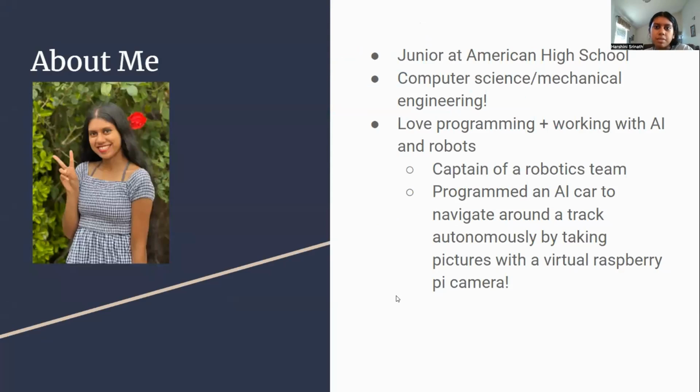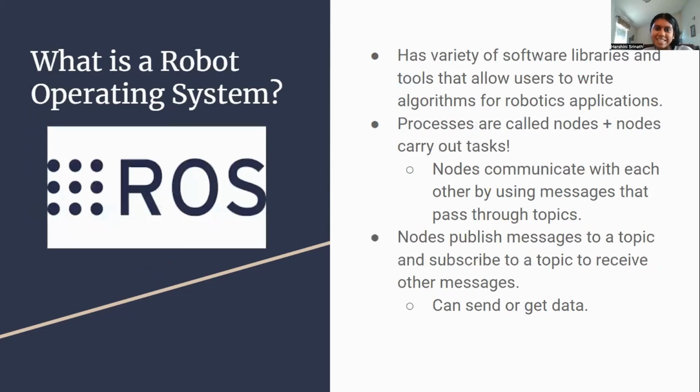So some stuff about me. I'm a junior at American High School, which is just a school in Fremont, California, and I'm interested in computer science and mechanical engineering. I love programming and working with artificial intelligence and robots in general. And some other things are that I'm a captain of a robotics team, and I recently programmed an AI car to navigate around a track autonomously. So those are some things that I find interesting.